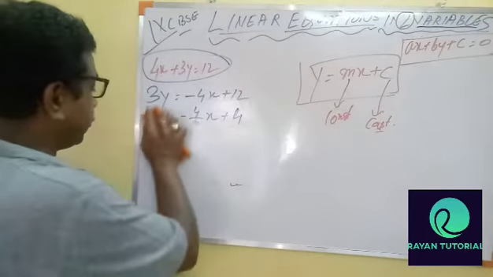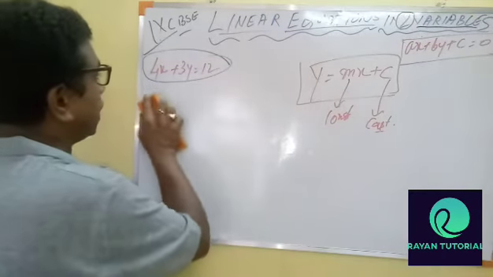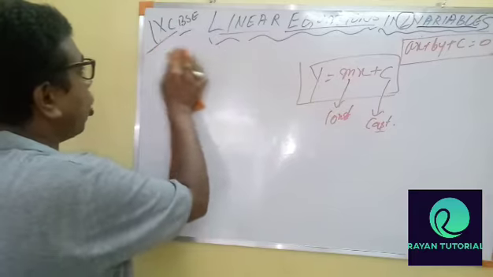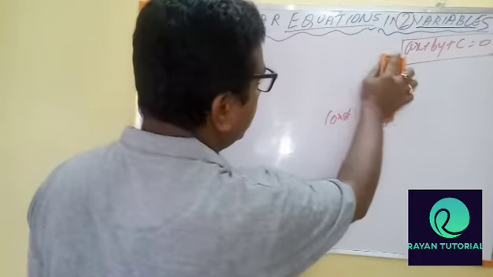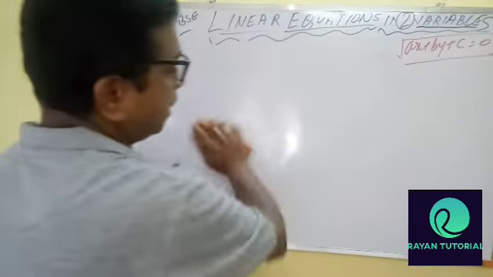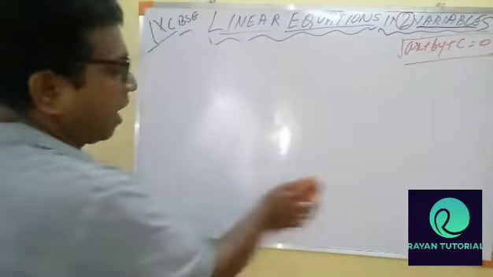Now this one only we have to represent on a number line or graph. Number line or a graph. How? I will show you, don't worry.